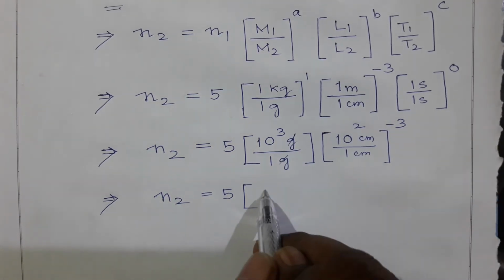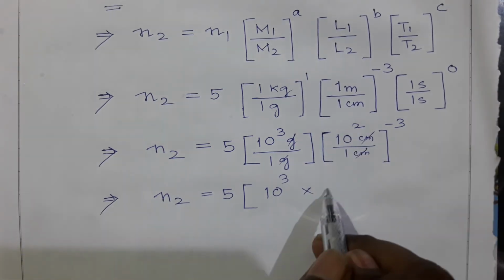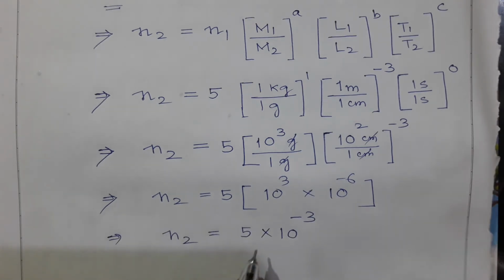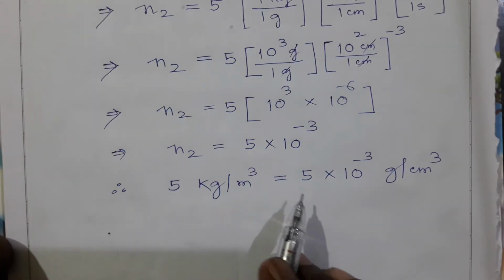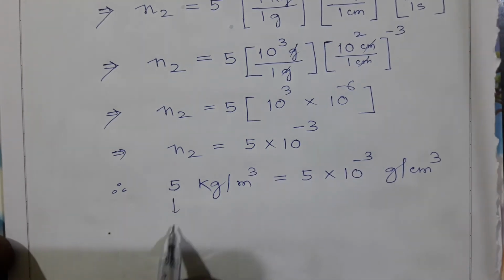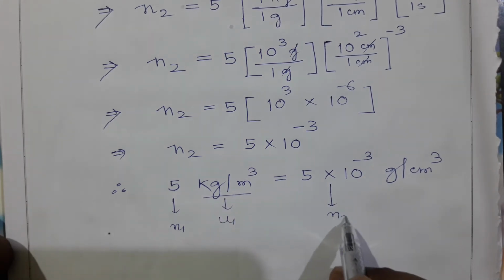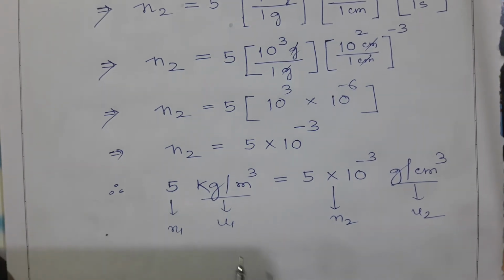Now gram cancels, centimeter cancels, 10 to the power 3 and 10 to the power -6. Now you simplify, what is the value? 5 into 10 to the power minus 3. Thus 5 kg per meter cube is 5 into 10 to the power minus 3 gram per centimeter cube. This is given N1, this is the unit U1, this is N2 we have just calculated, this is the standard unit U2. Okay, this is how we have to convert the system.